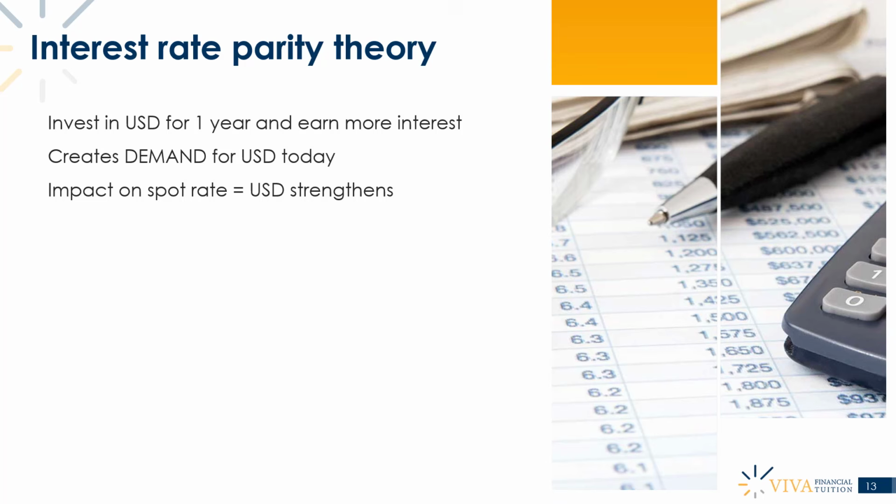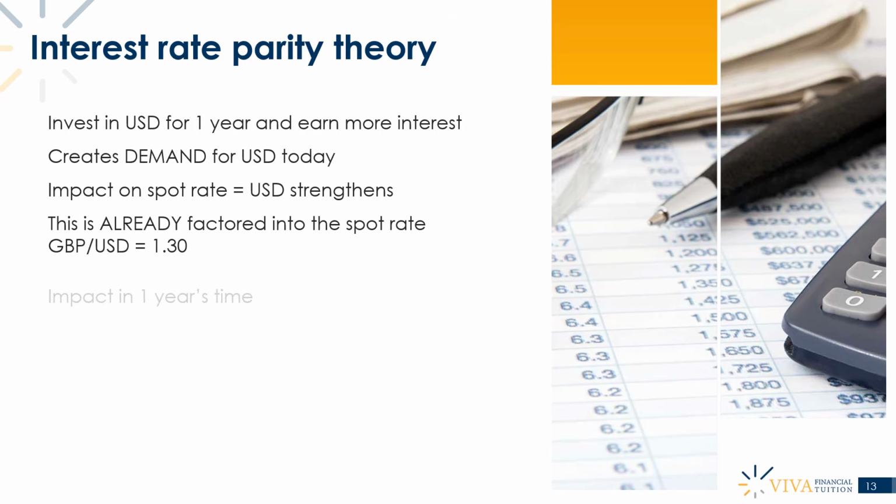That's because people are buying dollars to get the higher interest rate. Now, in our example, where the spot rate was £1 to $1.3, that factor is already included in today's spot rate because investors already know that they could be earning that extra interest. So that's already factored in. But there is a second effect.